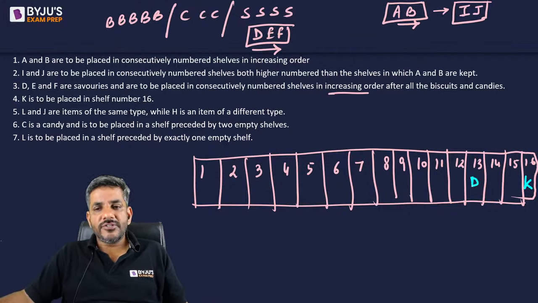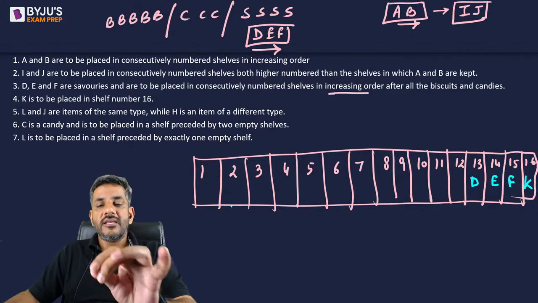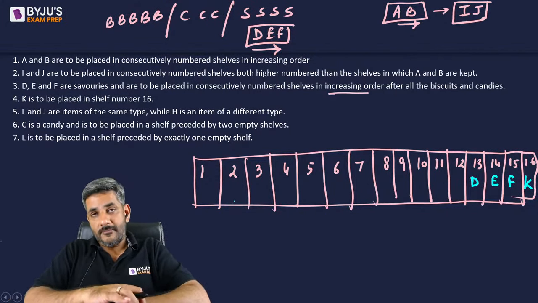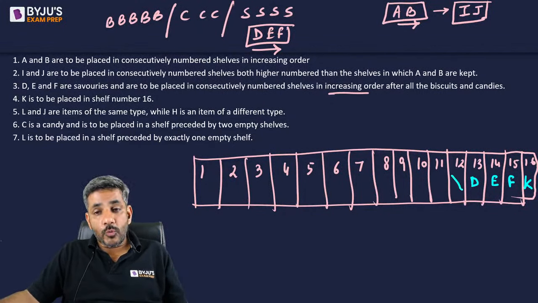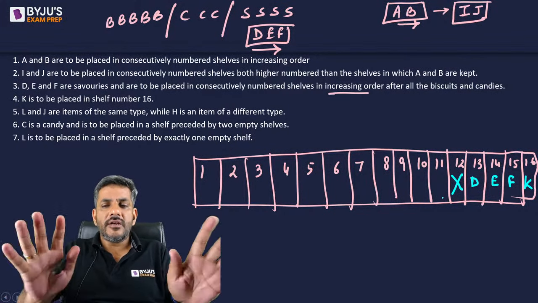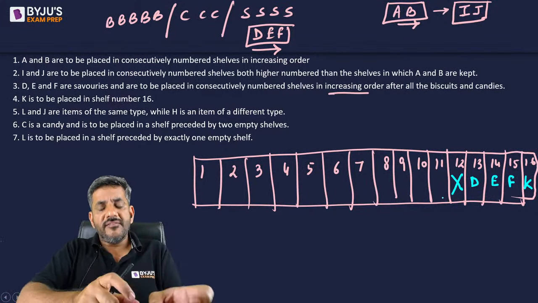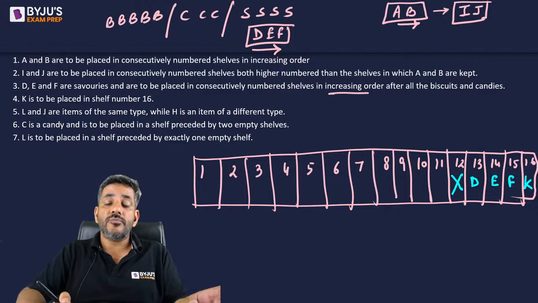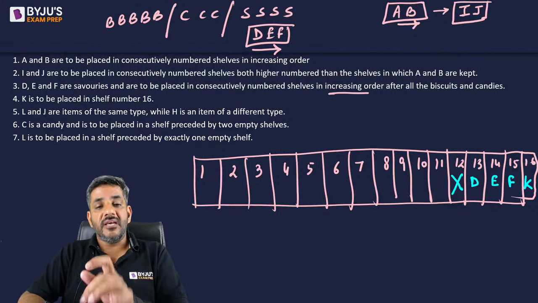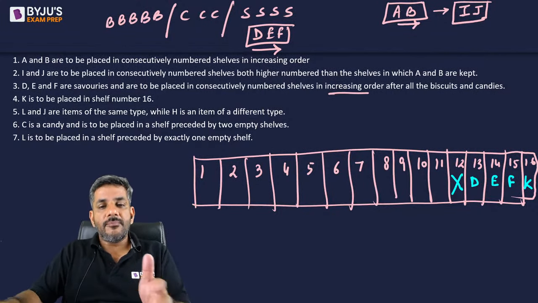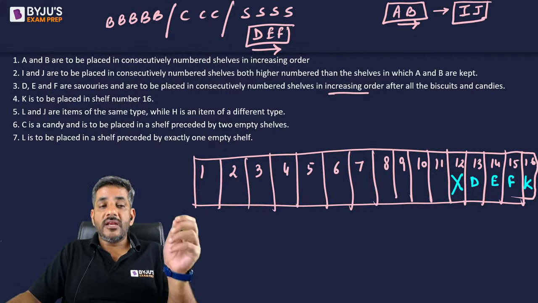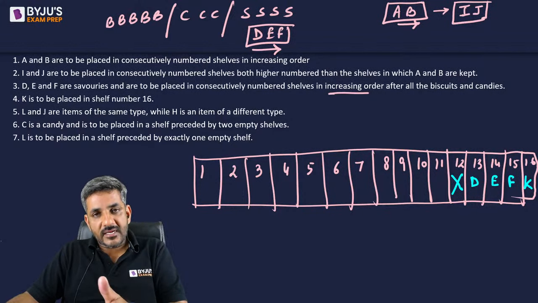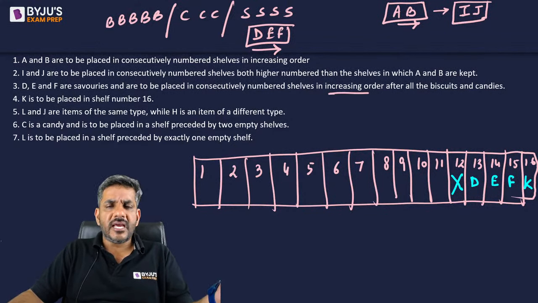So one thing is for sure, that D, E and F are at 13th, 14th and 15th positions for sure. Right? And the 12th must be empty because he has already told us that whenever we have a different type, there has to be at least one empty shelf between them. So if D, E, F and K are put at 13, 14, 15 and 16, there has to be at least one empty shelf between them and the type before them, which can be biscuits, which can be candies.